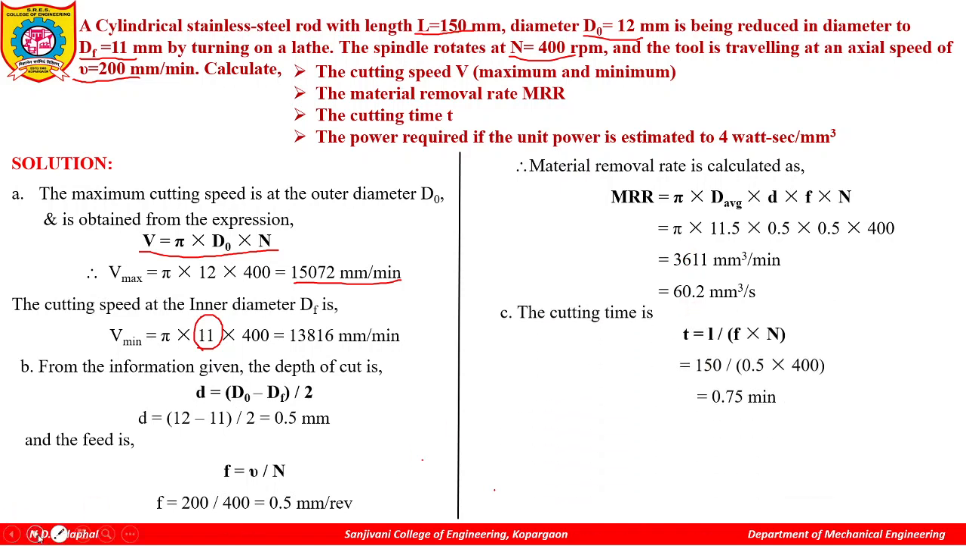Cutting time, you can calculate with the formula small t equal to L upon f into N. L we know, L is 150 mm, upon 0.5 into 400. So you will get the answer 0.75.